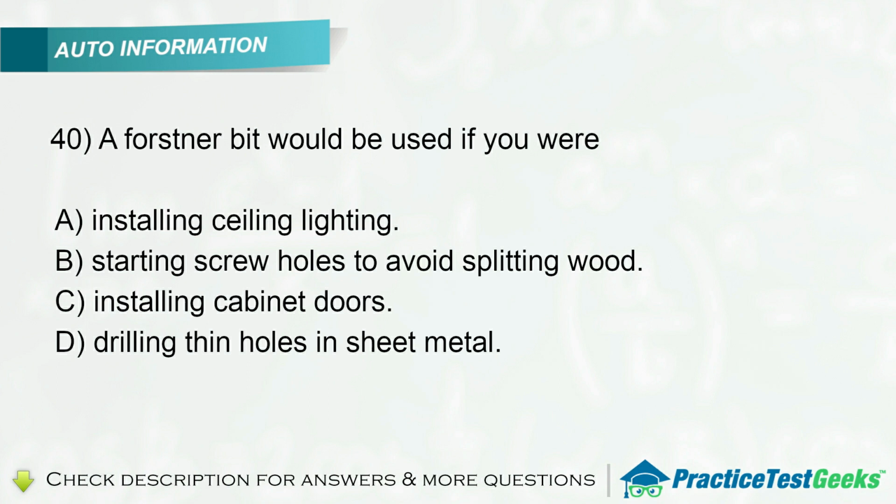Question 40. A Forstner bit would be used if you were A. Installing ceiling lighting. B. Starting screw holes to avoid splitting wood. C. Installing cabinet doors. D. Drilling thin holes in sheet metal.